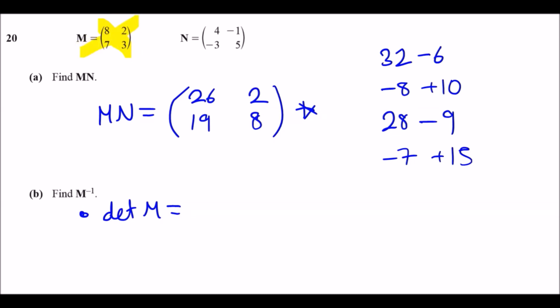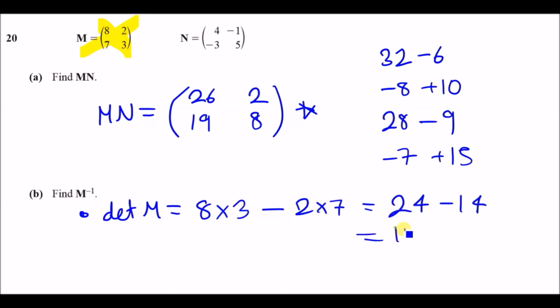So in this case, we do 8 times 3 minus 2 times 7. And when you evaluate that, you're going to have 8 times 3, which is 24, minus 2 times 7, which is 14, and it's going to give us a 10. Now this is the value we're going to use in the inverse.